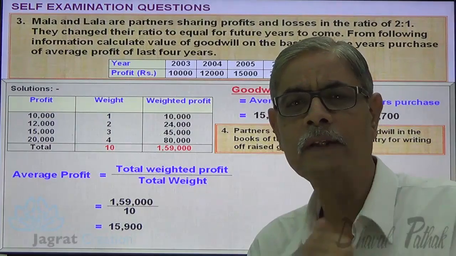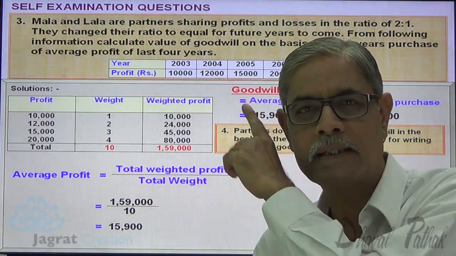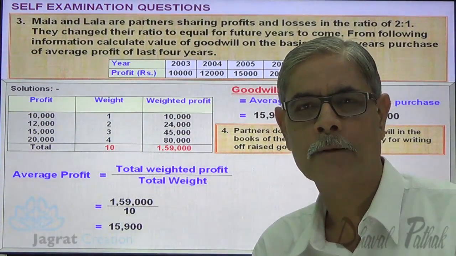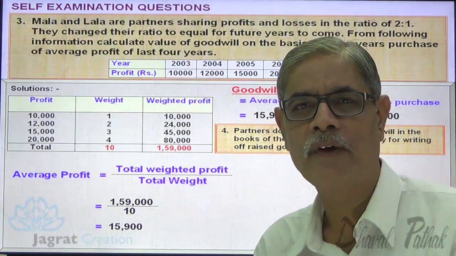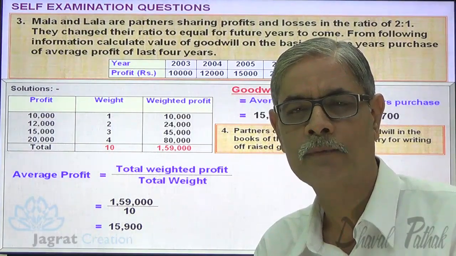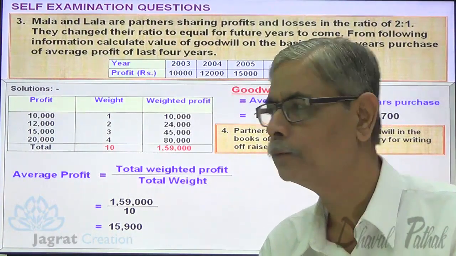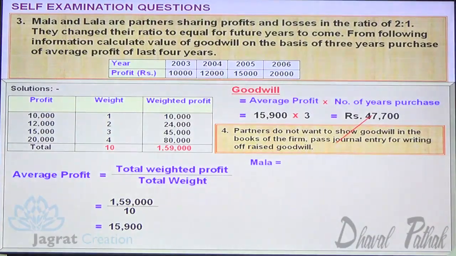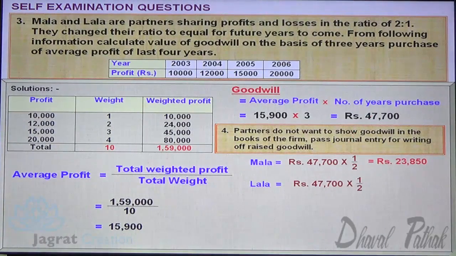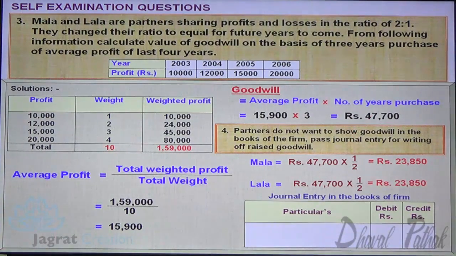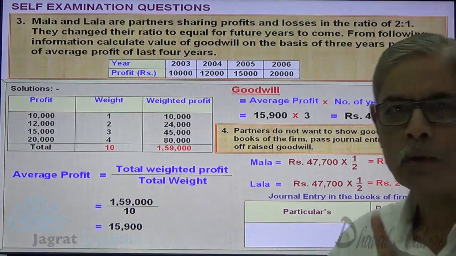Now it is to be written off in the new profit sharing ratio. And as I told you, new profit ratio is equal. So what is the share of each partner in goodwill when it is written off? That is 1/2 of 47,700. So share of Mala in goodwill written off is 1/2. That works out to be 23,850. And same is the share of Lala in goodwill being written off, 23,850.